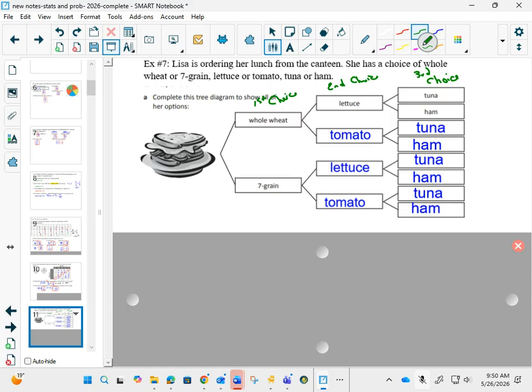It's a sub date. And I don't know why you're not allowed to have lettuce and tomato. Maybe things are expensive. You're only allowed one vegetable. You have to decide, is it going to be lettuce or is it going to be the tomato? And then what meat you're going to have.